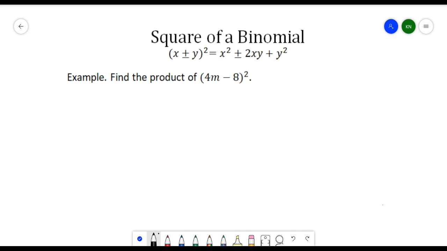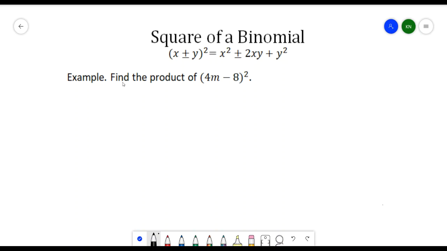Next example, we have here the square of a binomial, and it comes in the form of x plus y squared. If the given is x plus y squared, then the expansion of the binomial is equivalent to x squared plus 2xy plus y squared. And if the given problem or equation is x minus y squared, then the resulting answer will be x squared minus 2xy plus y squared.